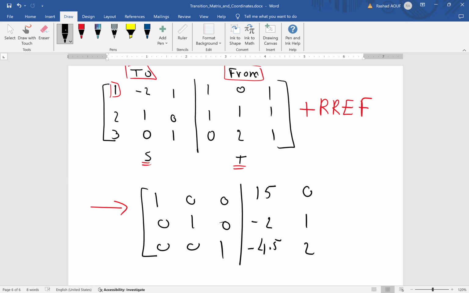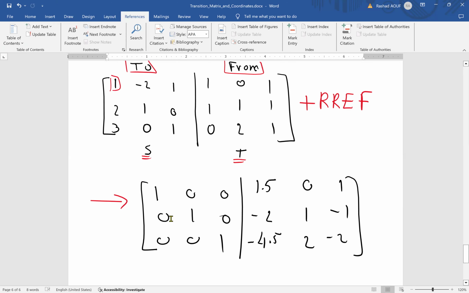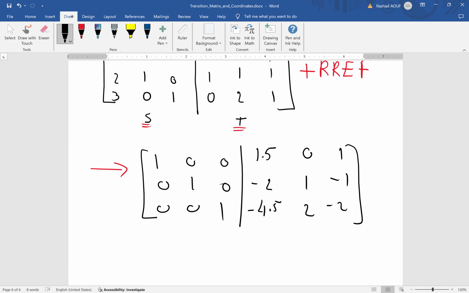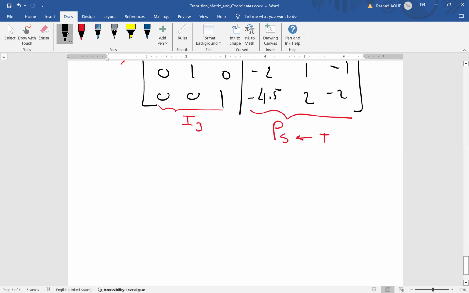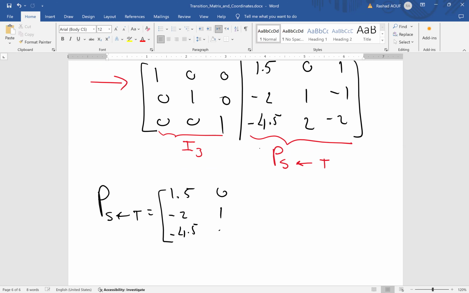Sorry, here it comes out 1.5. Did you notice? 1 minus 1 and minus 2. The left hand side becomes the identity, I3, and this right hand side is the transition matrix from T to S. As a result, the transition matrix from T to S is equal to 1.5, minus 2, minus 4.5, 0 1 2, 1 minus 1 minus 2.